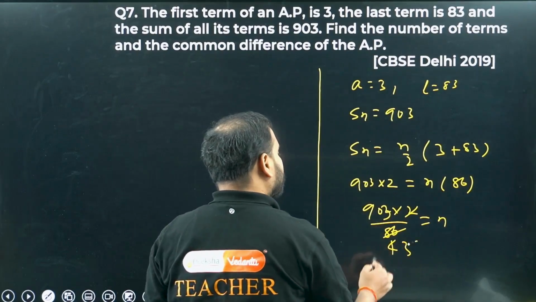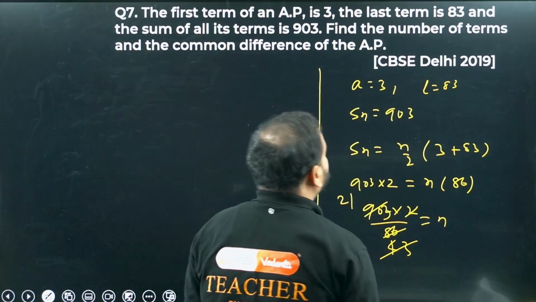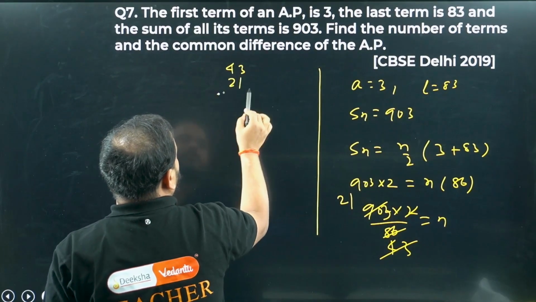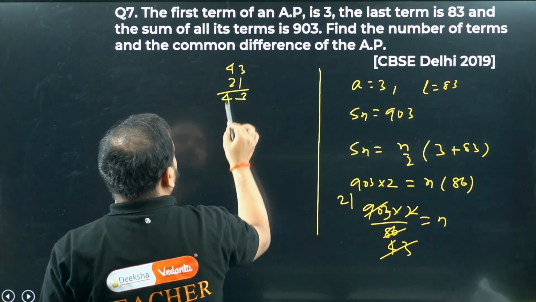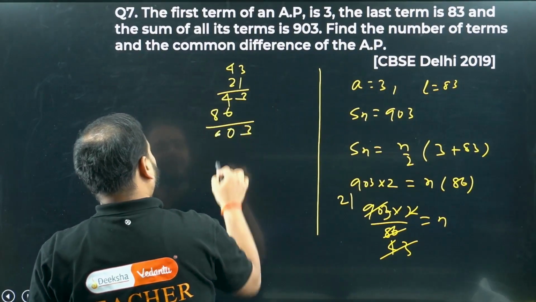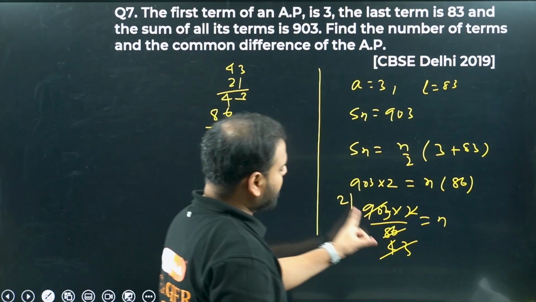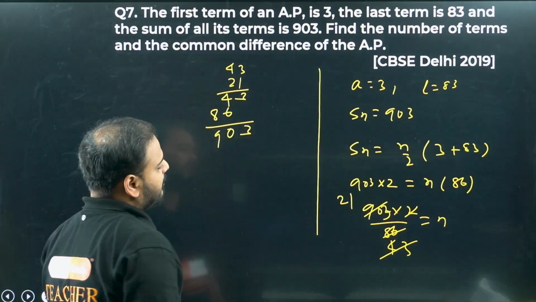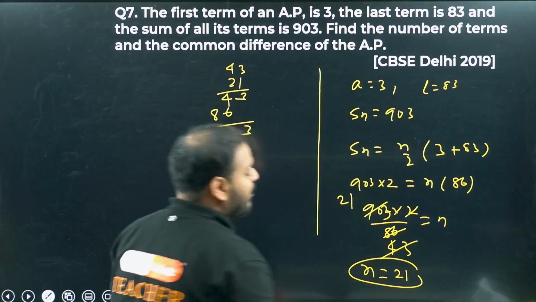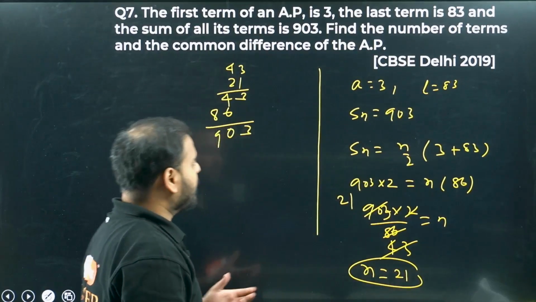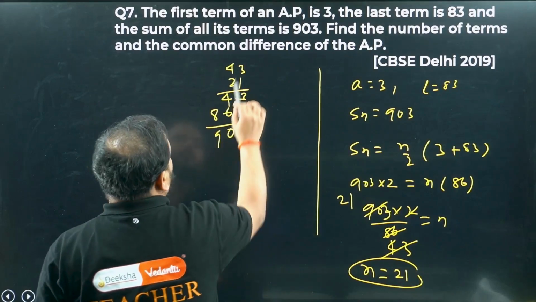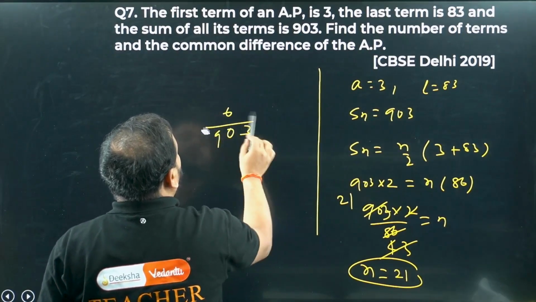Sir, simply 21. Please check, if you're not sure, check. 43 times 21: 3 ones are 3, 4 ones are 4, 3 twos are 6, and 4 twos are 8. Now check here: 903. The answer is 903. 43 times 21 is 903. Which term is this going to be? 21st term. If you add the first 21 terms, what is the answer? 903. Great. Now, is this over? No, sir. They are also asking for the common difference.